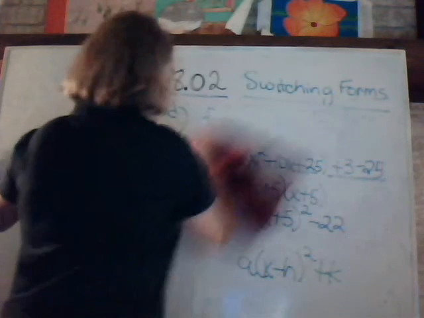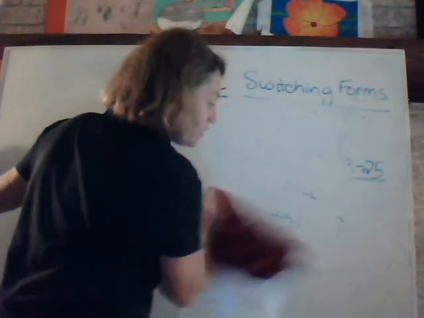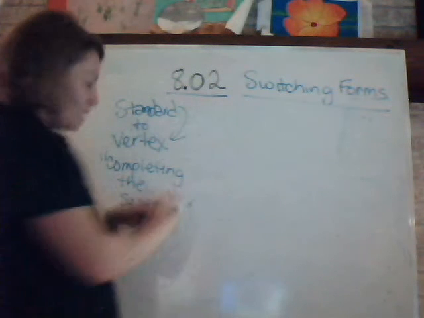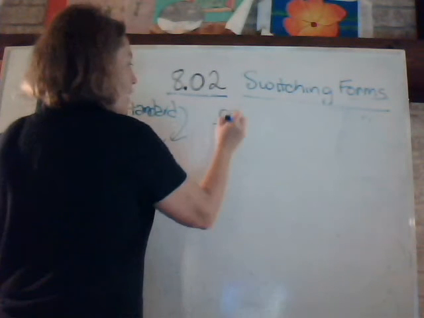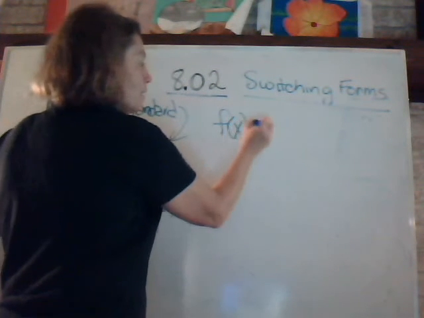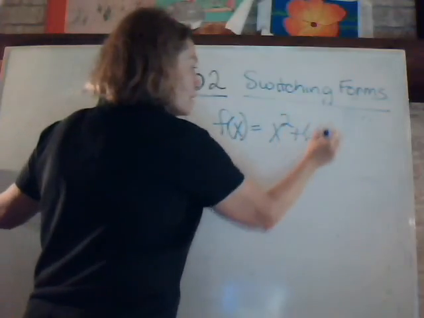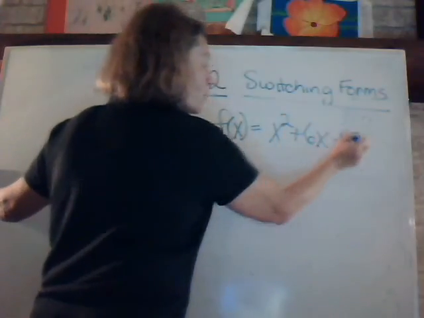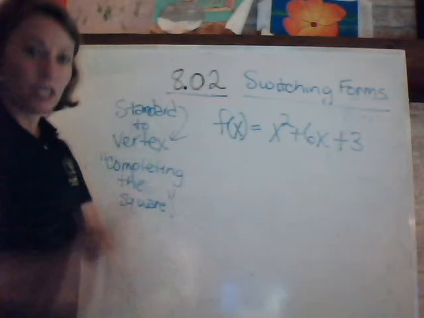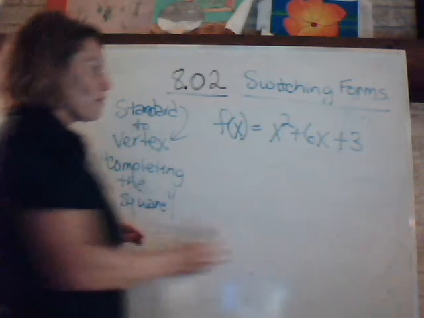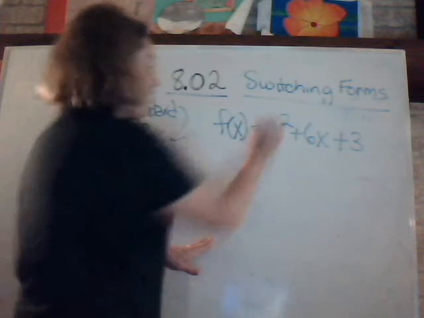Let's try one more just for practice. And you can stop the video here after I put the example up and see if you can do it, and then just fast forward and see if you get it right. Okay, so f of x is equal to x squared plus 6x plus 3. Okay, stop the video if you need to and see if you can work it out. Okay, I'm going to keep going now.